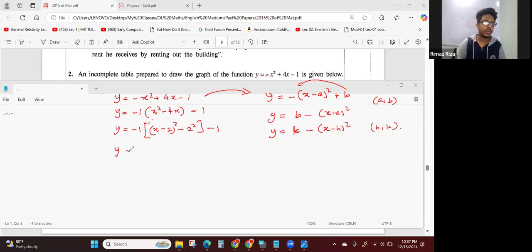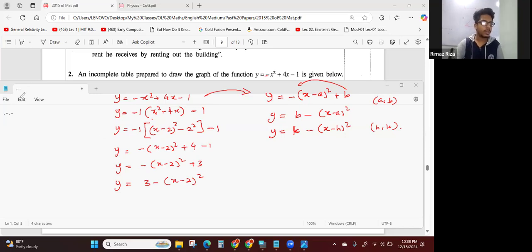So then y equals, now I multiply with this minus, so minus into x minus 2 squared, minus into minus 2 squared is plus 4, and then we have this minus 1 separately. Therefore y equals minus x minus 2 squared plus 4 minus 1, and 4 minus 1 is 3. So we have y equals 3 minus x minus 2 squared.